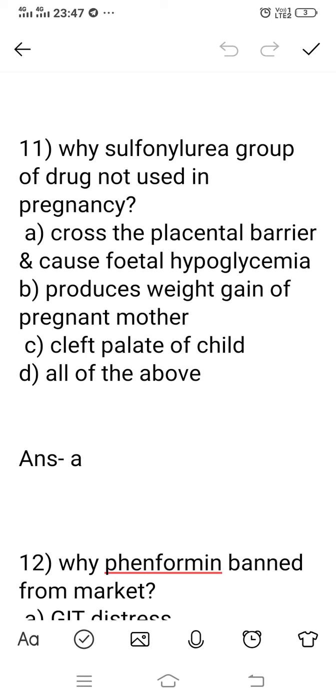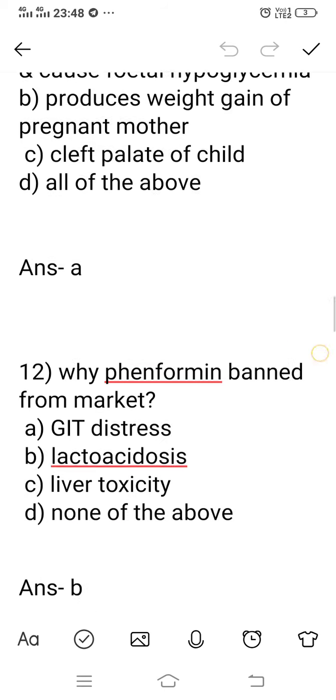Actually, the right answer is the first option. Sulfonylurea group of drugs crosses the placental barrier and causes fetal hypoglycemia. I mean, hypoglycemia is the main side effect of the sulfonylurea group of antidiabetic drugs. Option number C, cleft palate of the child, is a side effect of phenytoin, an anti-epileptic drug. So the right answer is option number A.